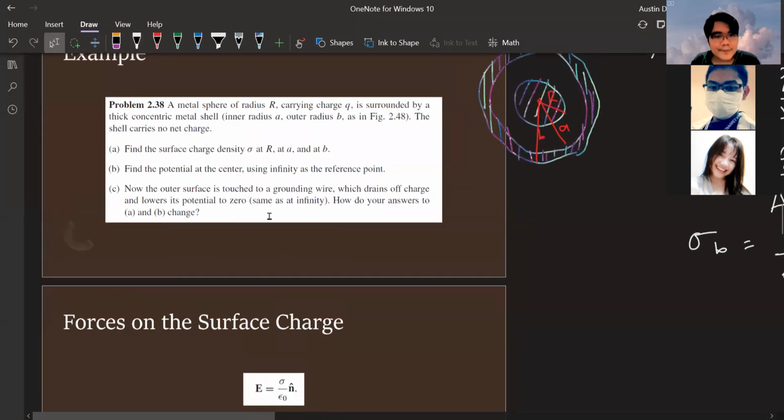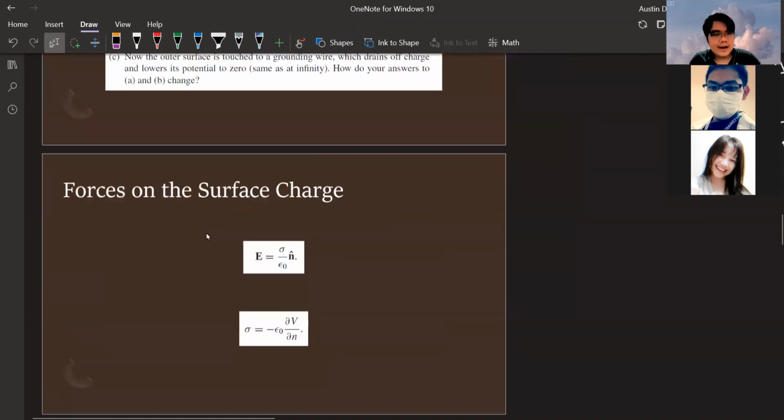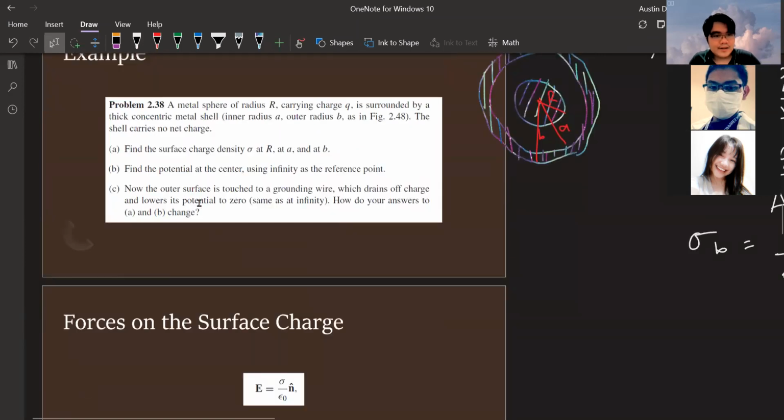So ayan yung potential mo, using the reference point as the infinity, then towards the center. Okay. Now, letter C. Now the outer surface is touched to a grounding wire, which drains off the charge and lowers its potential to 0.